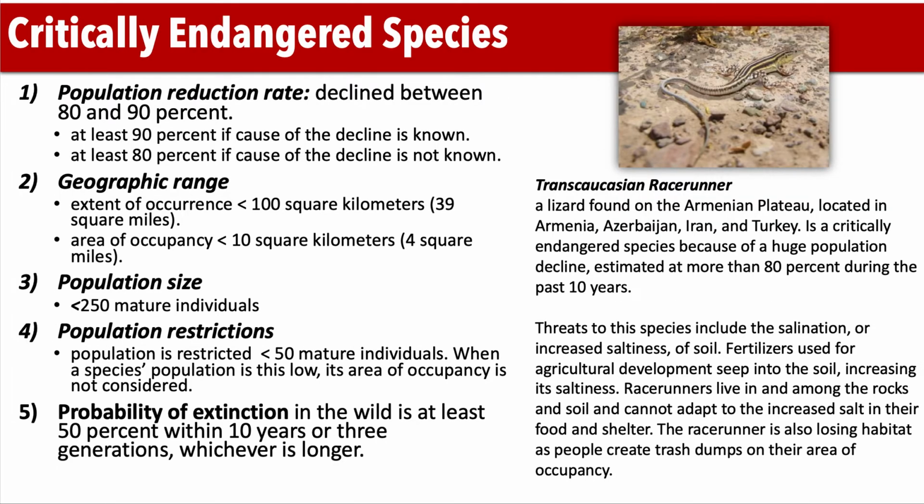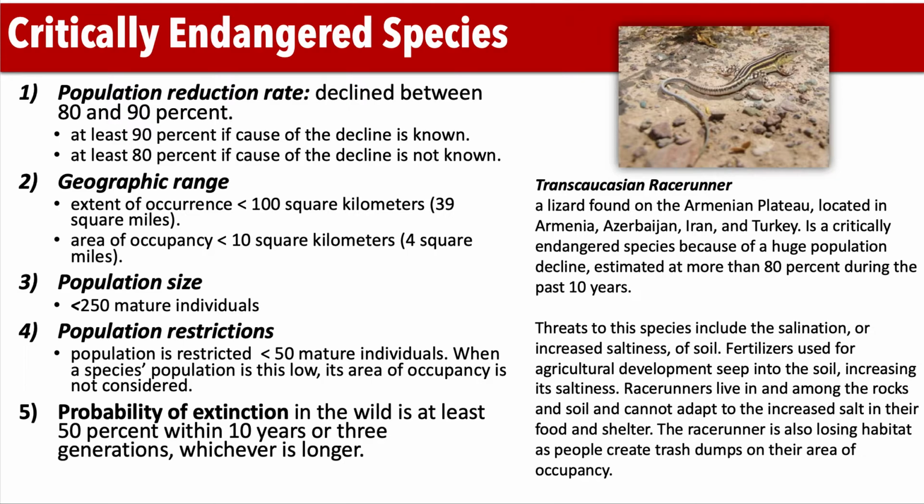All right. Next up, we have a critically endangered species, so it's the next level, and these are at high risk of becoming extinct. So the population reduction rate has declined between 80 and 90%: 90% if the cause of the decline is known, and 80% if the cause is not known. The geographic range, the extent of occupancy, is less than 100 square kilometers, and the area of occupancy is less than 10 square kilometers.